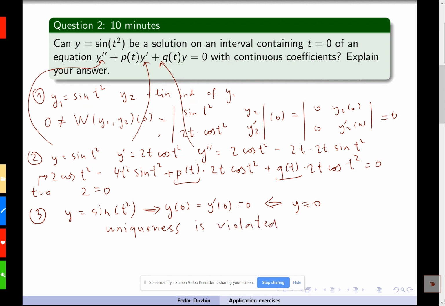All right, so this is all I wanted to share with you regarding question 2. Three different solutions. All of them use different statements from the course, which is why I like this problem very much.